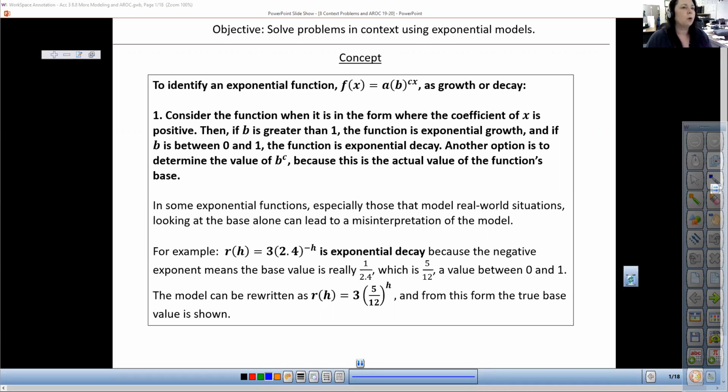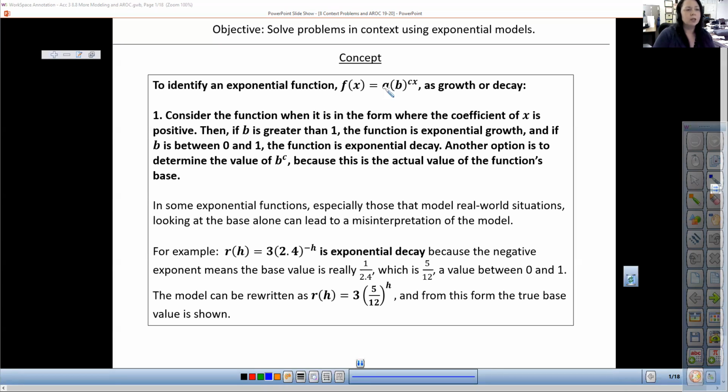This is our final lesson for Unit 8 on exponential functions. We're going to look at some more problems in context, application type problems, including those where we will be calculating an average rate of change and interpreting what that average rate of change means in that situation.